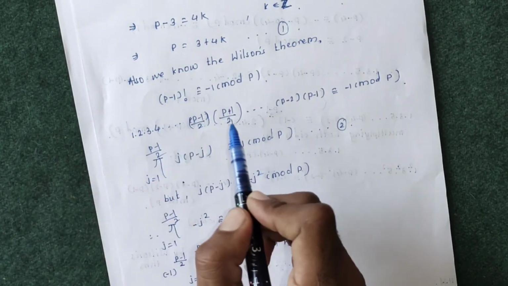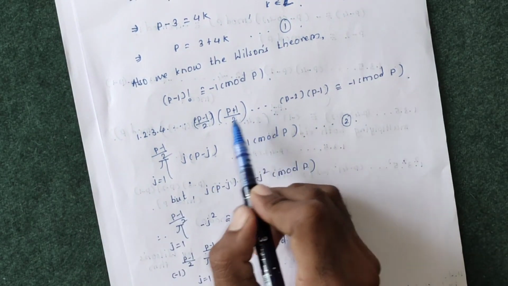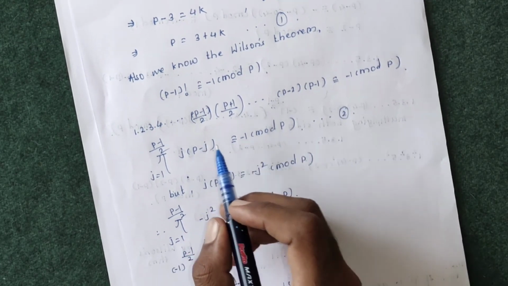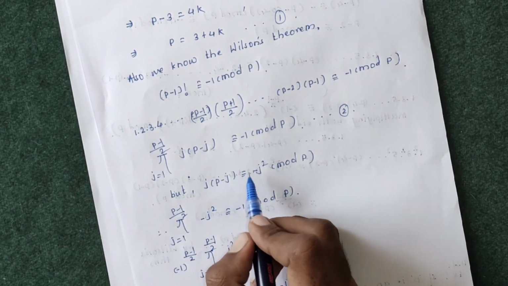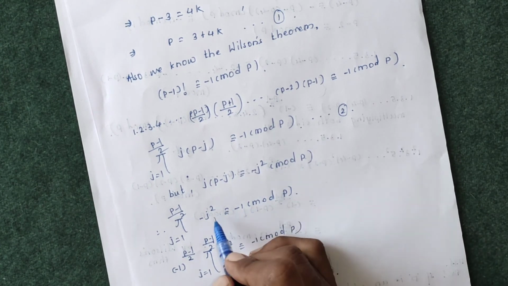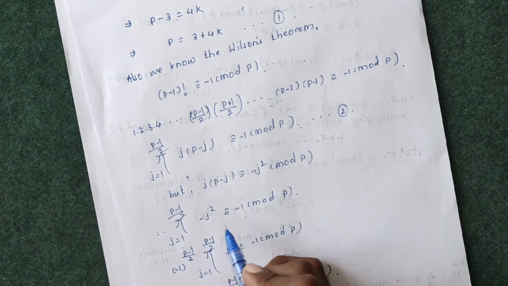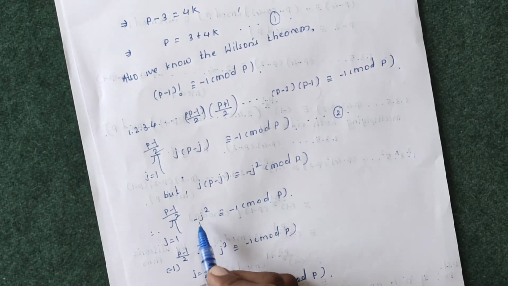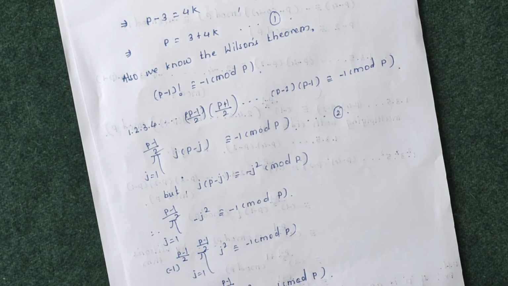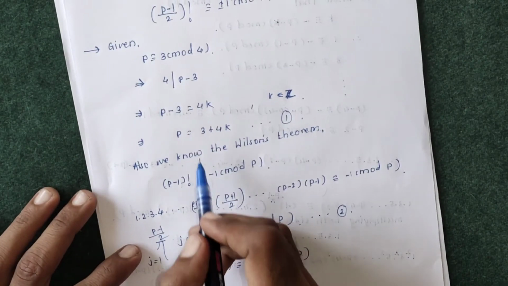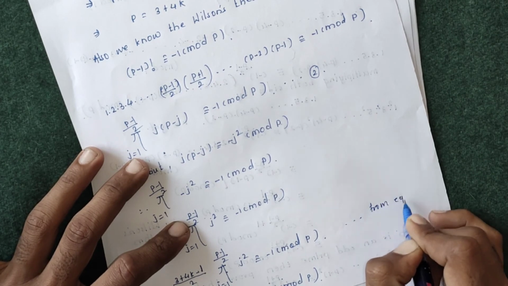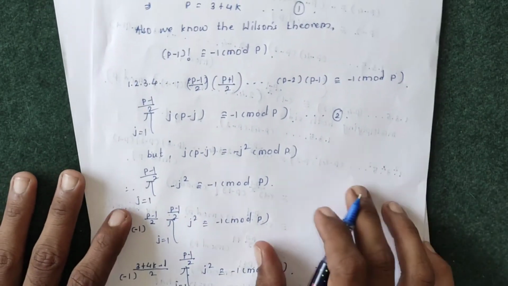Now, writing (p-1)! in this way and pairing these numbers, that is j into (p-j), and writing this j into (p-j) as minus of j², since j into (p-j) is congruent to -j² mod p. So, writing this minus of j², we get the product of this -j² is congruent to -1 mod p. So, -1 will appear (p-1)/2 times. So, taking (-1)^((p-1)/2) common and writing the value of p from equation 1, p is equal to 3 + 4k.